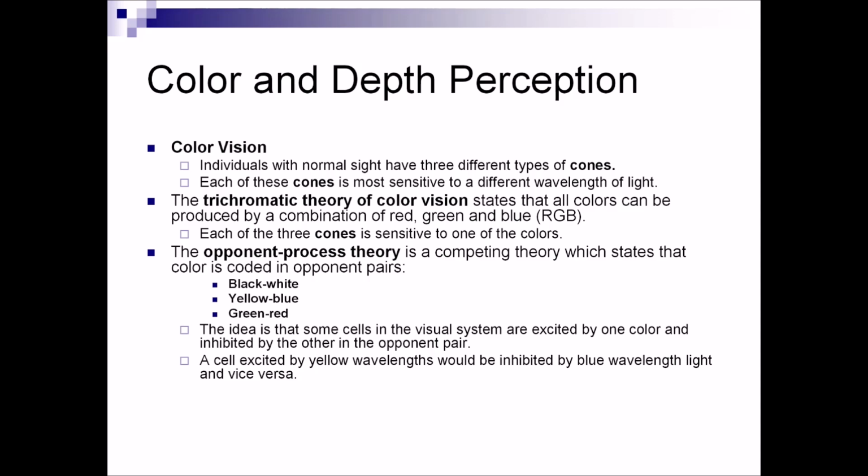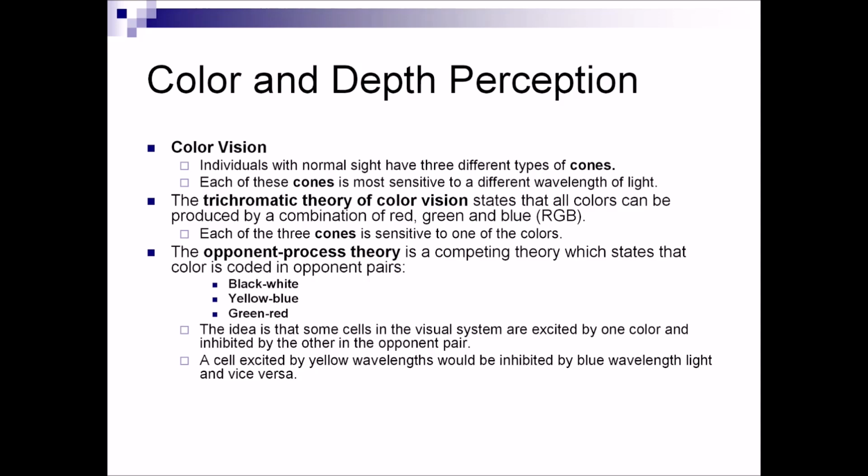Color and depth perception. Starting with color vision. Individuals with normal sight have three different types of cones, and each of these cones is most sensitive to a different wavelength of light. The trichromatic theory of color vision states that all colors can be produced by a combination of red, green, and blue, otherwise known as RGB.